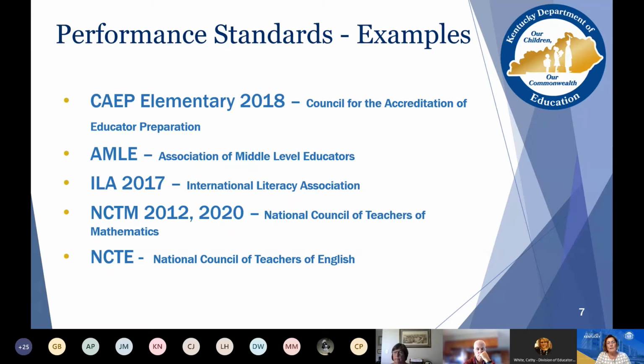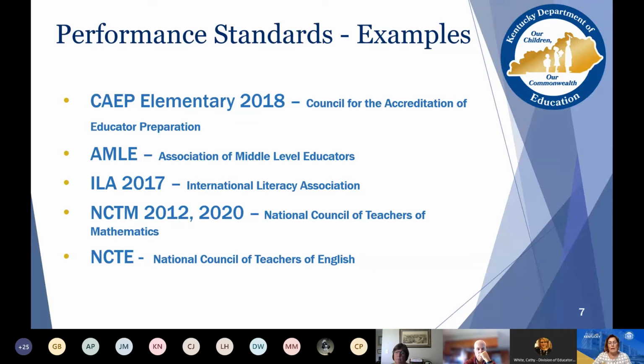AMLE standards is the Association of Middle Level Educators, and those are used in Kentucky. The ILA used to be IRA. Some of you are familiar with maybe IRA. It's ILA, and in 2017, they updated standards. Look at the National Council for Teachers of Math. Note there are 2 years there, 2012 and 2020.